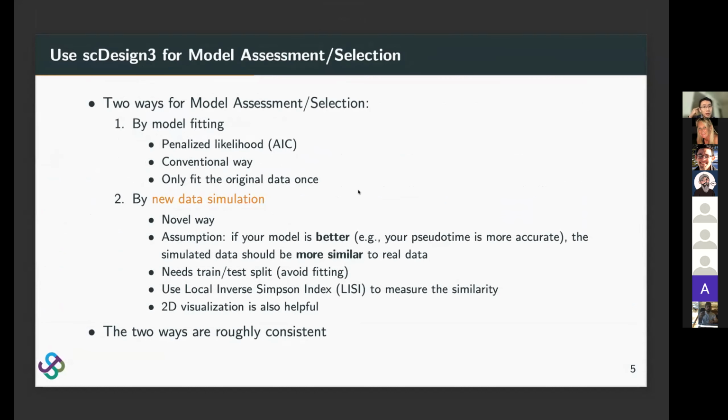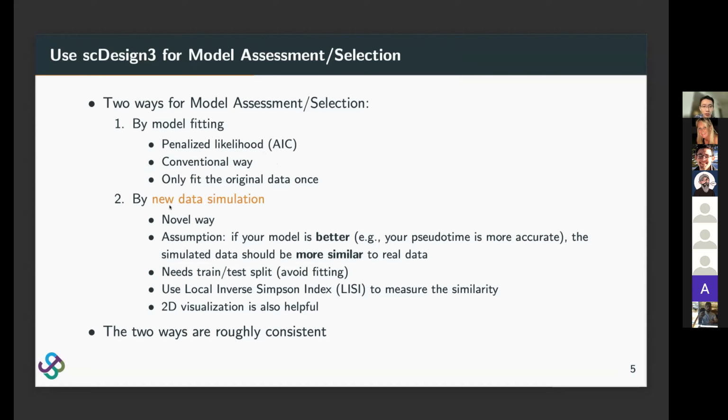So here we want to say something about how to use SEZ3 for model assessment and model selection. We approach two different ways for this purpose. The first one is a very conventional way. Since we have the AIC, or just kind of penalized likelihood, we can just use it to do this. And the good thing is that we just need to fit the original data once. But the bad thing is that sometimes AIC cannot reflect the best model you want.